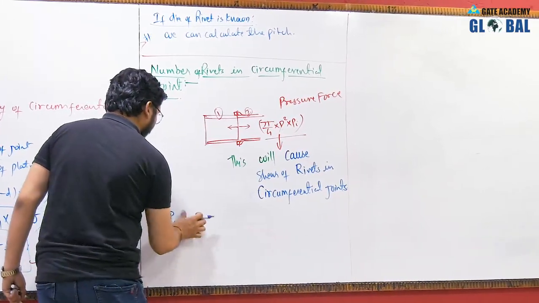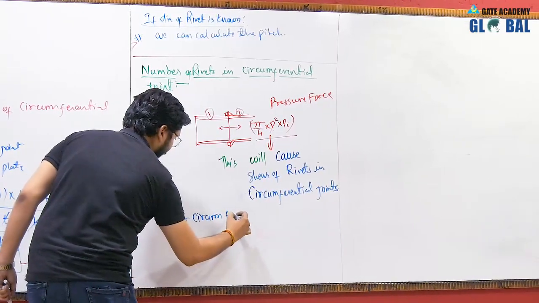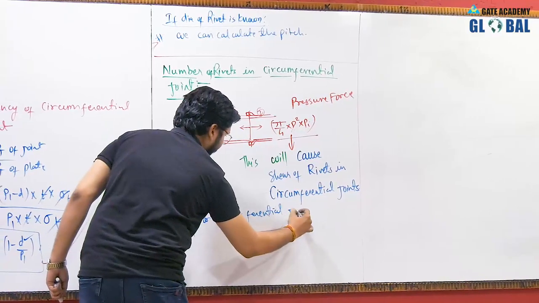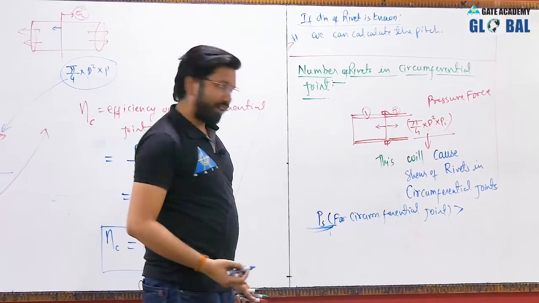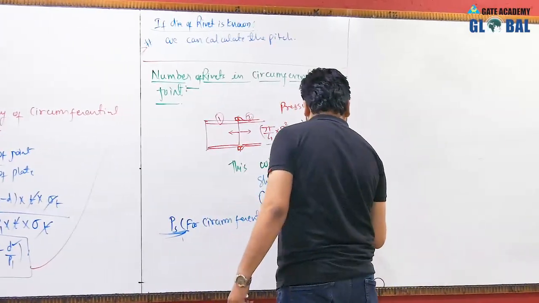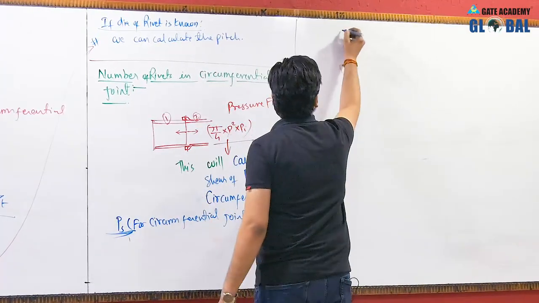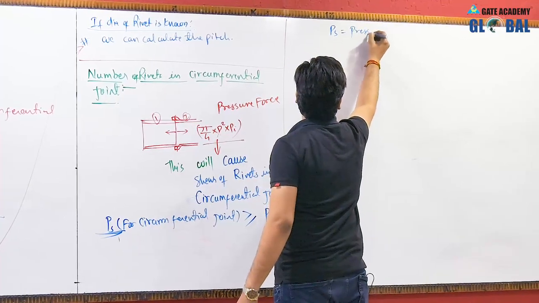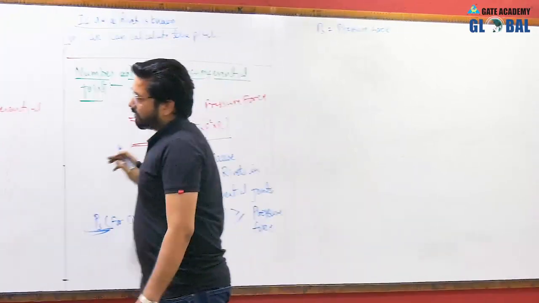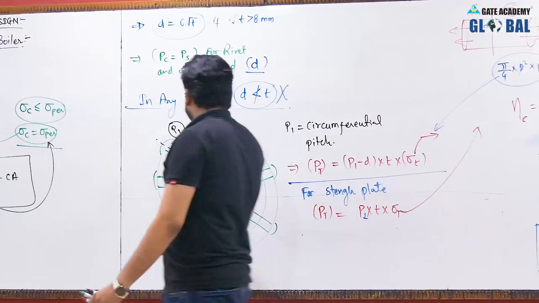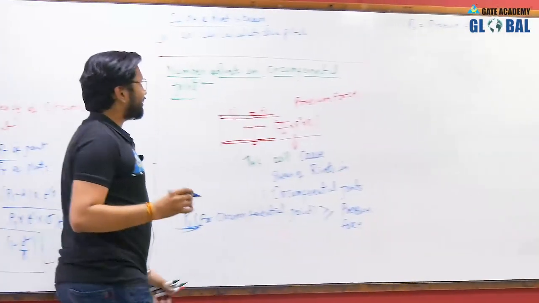Okay, so the shear strength Ps of the circumferential joint must be greater than or equal to the pressure force. So for calculating the values, we must equate Ps to the pressure force. Now, how can we write the pressure force? If this is a riveted connection, let us say that N is the number of rivets in the circumferential joint.